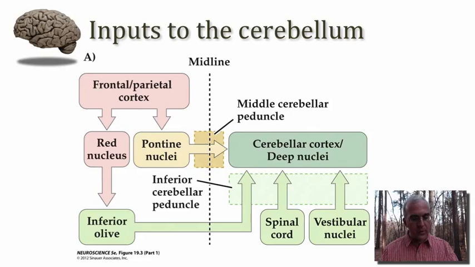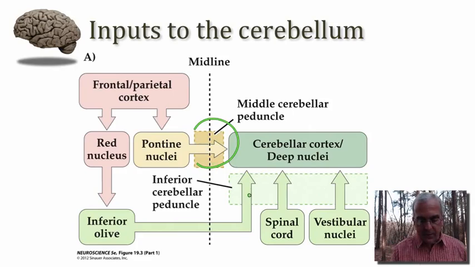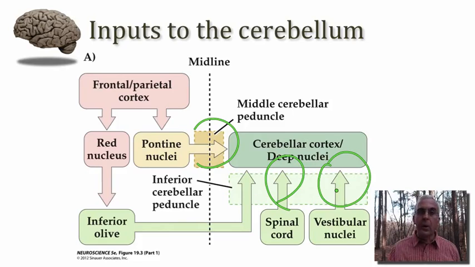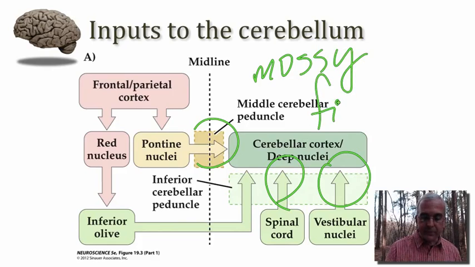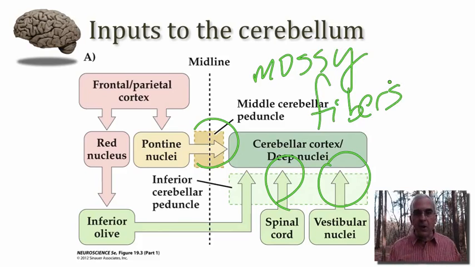What we see when we look at the inputs that are coming from the pons and those that are coming from the spinal cord and the vestibular nuclei is a morphological appearance of the input that we call the mossy fiber. So these inputs give rise to what we call mossy fibers. And this is now a bit of a shorthand term to describe all of this afferent input that is converging on the circuitry of the cerebellum, all except for one very special kind of input.